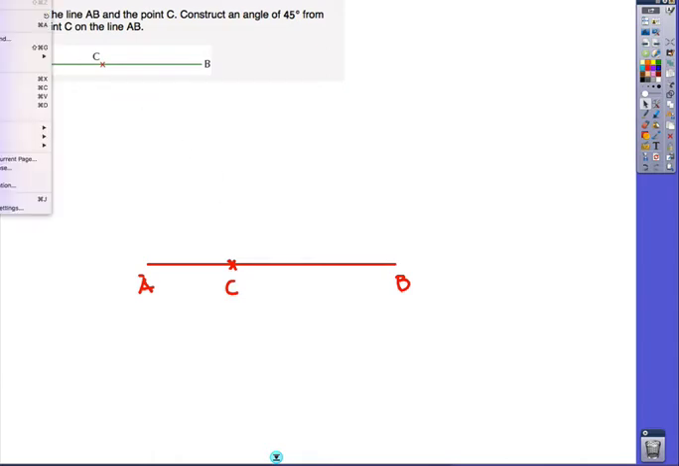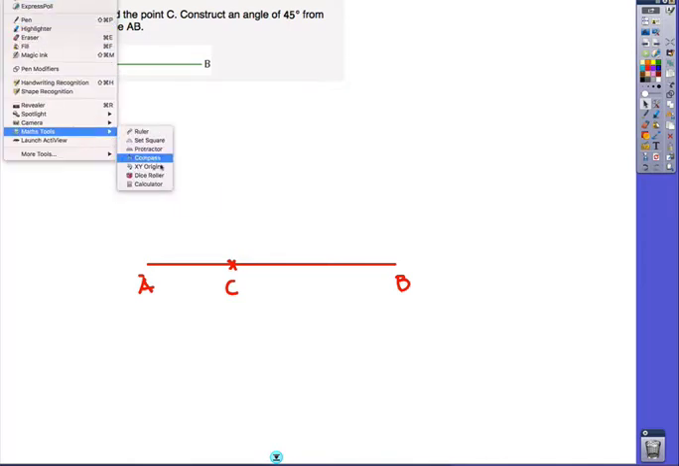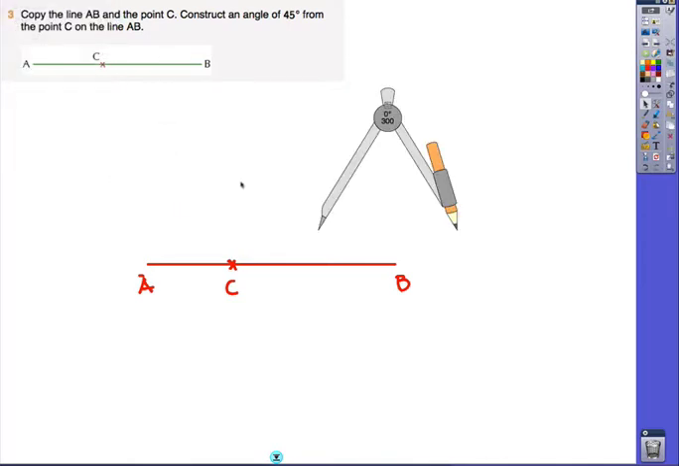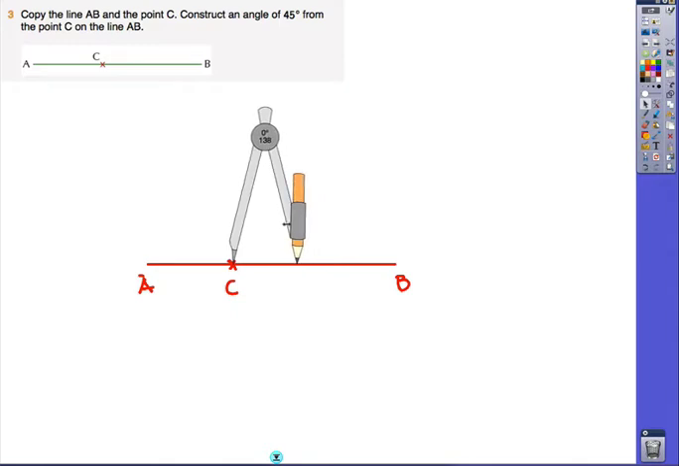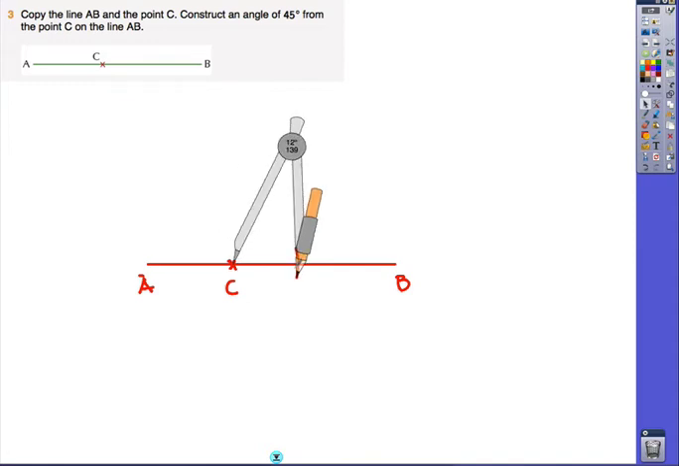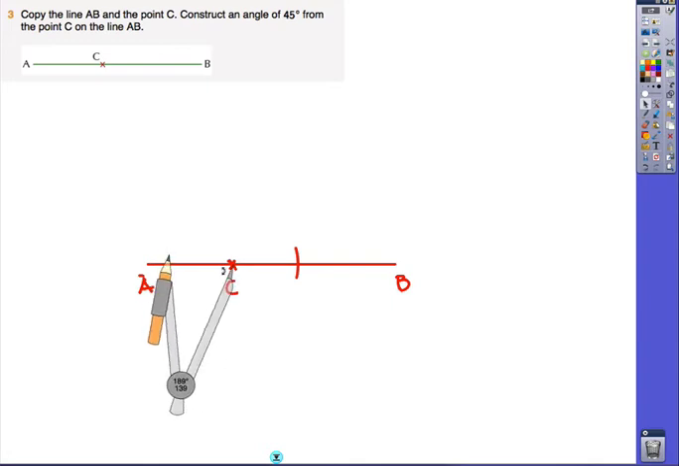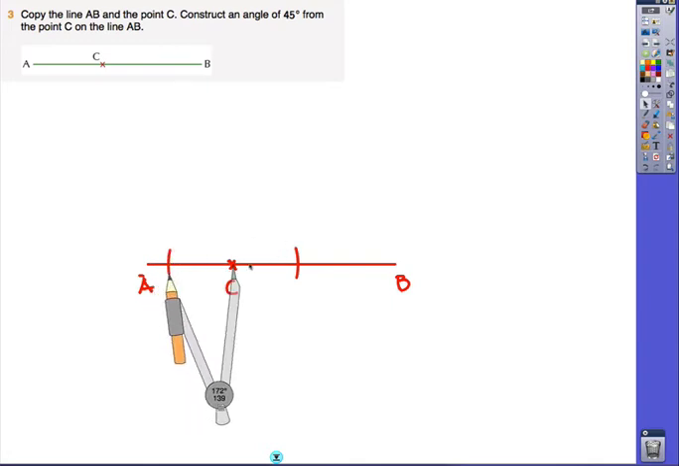Right, the tools you'd need, remember, is going to be the compass. So I have to get the compass up. Tools, maths tools, compass. And the first step you need to do is create a 90-degree angle. Get your compass, put it at point C, and draw an arc from point C, and do the same thing on the other side. So draw another arc.